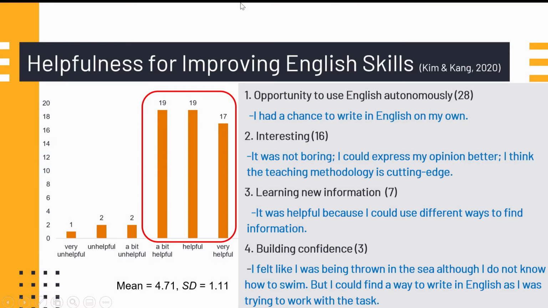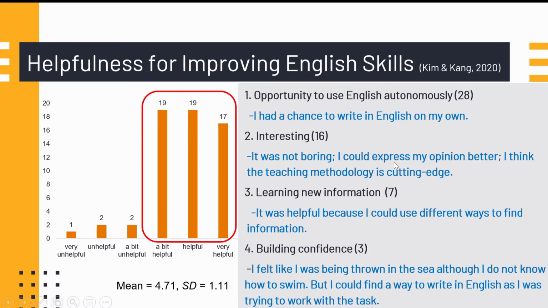And now let's take a look at student survey data, which is related to their emotional engagement. We asked how helpful this task was for improving English skills, and the majority of them mentioned that it's helpful. The reasons that they provided include that it provides the opportunity to use English autonomously; about 28 people mentioned this. It's interesting and it builds confidence. I like this final quote here: "I felt like I was being thrown in the sea, although I do not know how to swim, but I could find a way to write in English as I was trying to work with the task."